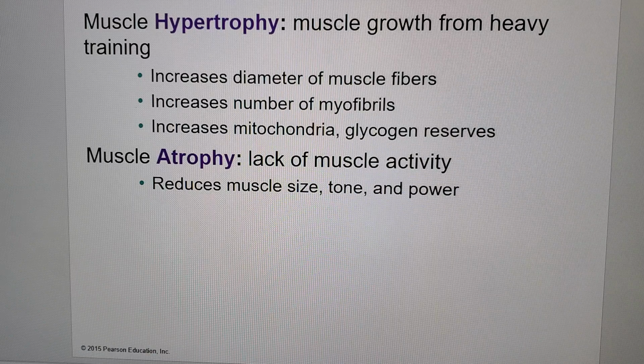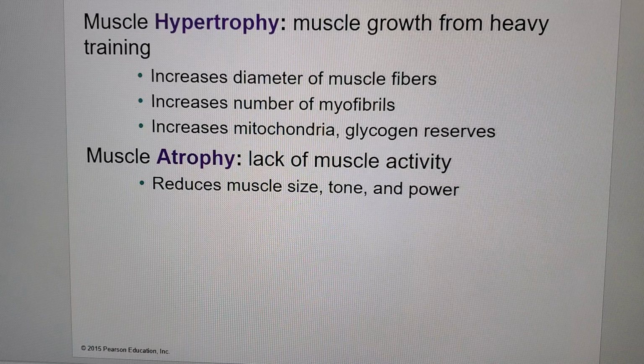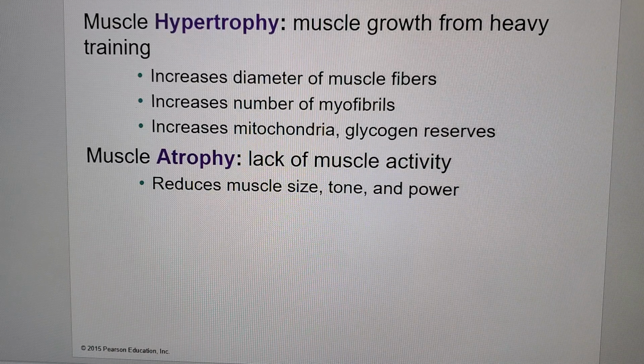Hypertrophy and atrophy. Hyper: excess, more, a lot. Trophy. Hypertrophy is going to be large muscles from heavy weight training. The diameter of the muscle fibers is increased, the number of myofibrils is increased, and the mitochondria and glycogen reserves are increased. Hypertrophy, think of the Incredible Hulk. This is a bulked up hypertrophy.